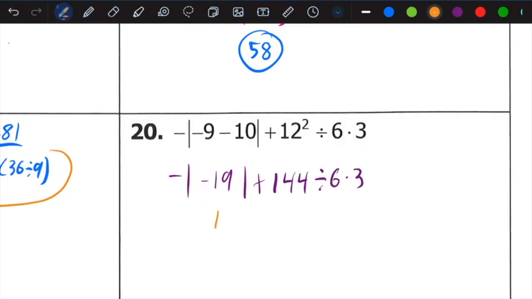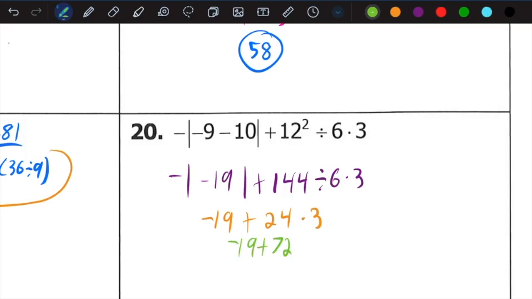I will go ahead and do the absolute value, which makes this a positive 19. However, this negative is still out in front. So we still have that negative. Plus, we can do this division now. 144 divided by 6 is 24. And we'll have 24 times 3. 24 times 3 would come next. We have negative 19 plus 72. And negative 19 plus 72 is 53.